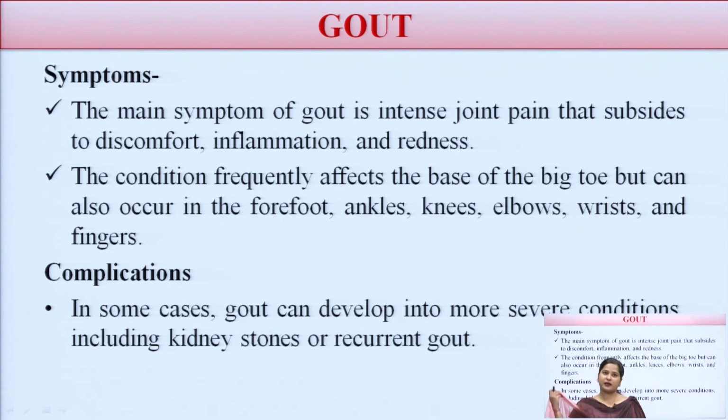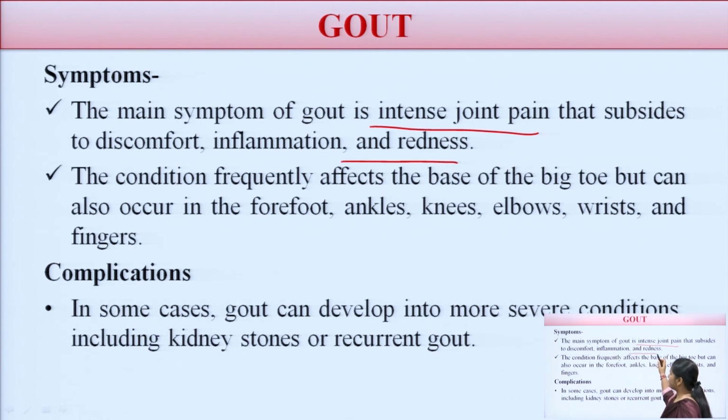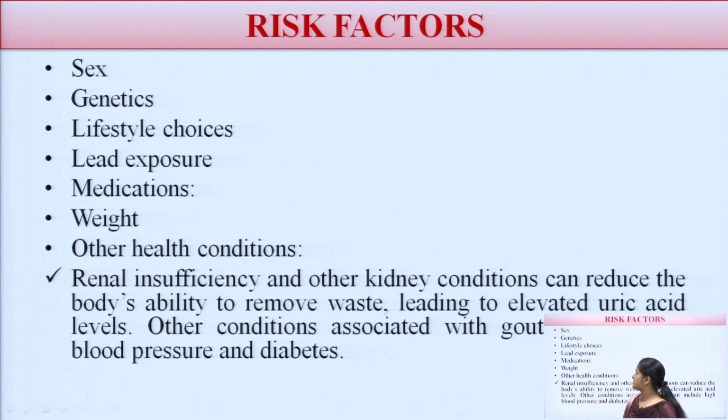Now, if we talk about the symptoms, there is intense joint pain, discomfort, inflammation, redness and swelling in the area of the deposition of uric acid. Complications: in some cases gout can develop into a more severe condition, including kidney and renal stones. Risk factors include sex, male and female, genetics, lifestyle, weight, renal insufficiency. So, there are various kinds of risk factors.